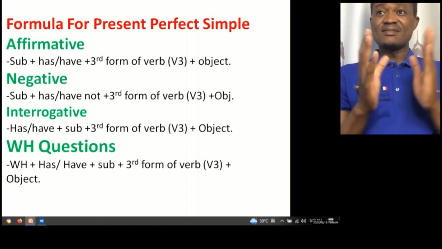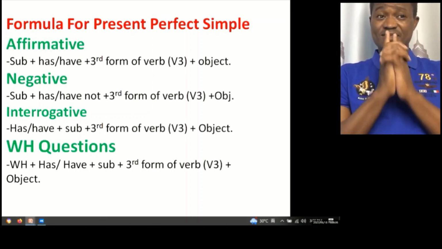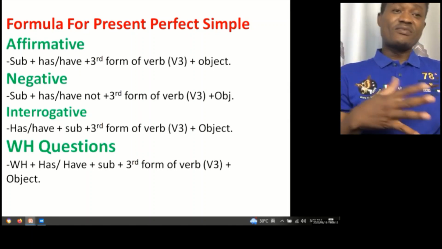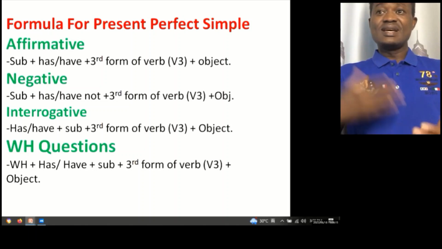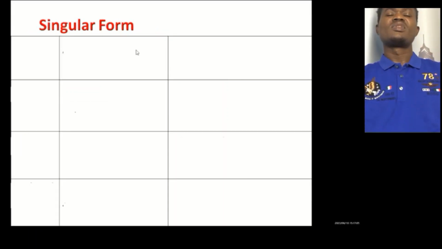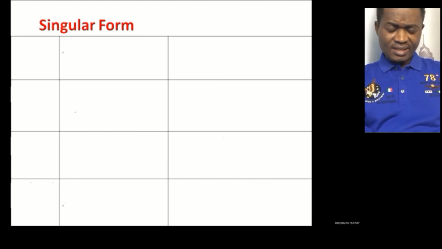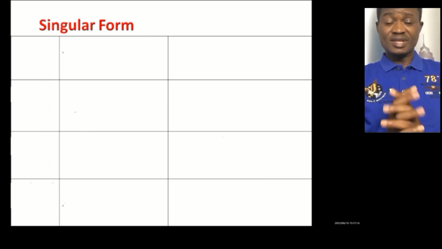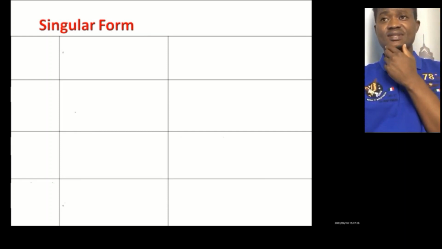So these are the formulas you gotta know about the present perfect simple. These are the three forms: affirmative form, negative form, and interrogative form. For the interrogative form, we have the yes or no question and the WH questions. When we talk about the singular form, we talk about the affirmative sentence and the negative sentence.